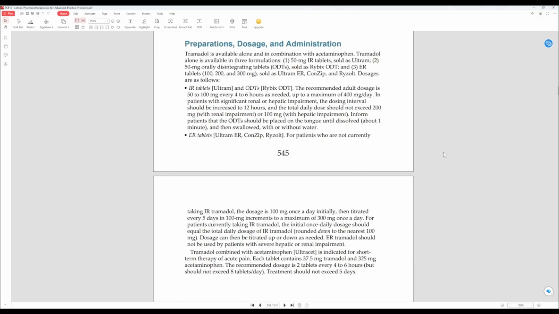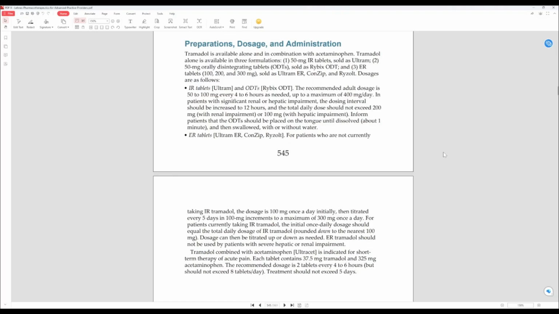Finally, its preparation, dosage, and administration. The medicine is available alone or in combination with Tylenol. Tramadol alone has 3 formulas. Again, it's an excellent spot to hit pause so you can see the different dosages and different names for the medications. It does have immediate release tablets called Ultram, as well as extended release, also known as Ultram ER.